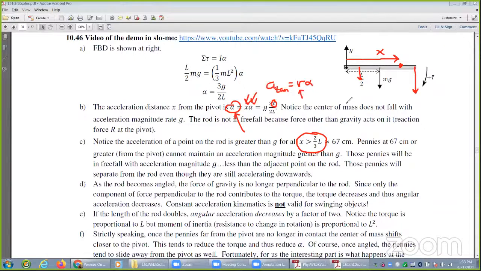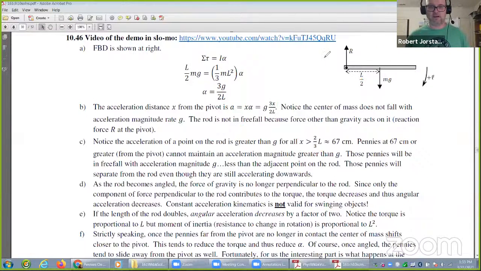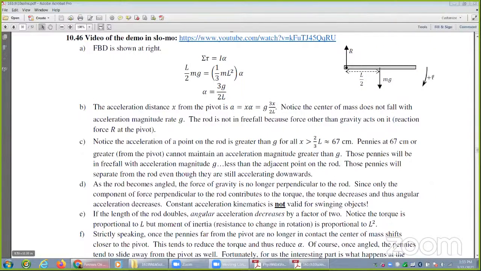The only place that experiences g is the center of mass, so I guess that makes sense. No, the center of mass does not fall at rate g. The point 2/3 of the way falls at g. I could prove this to you with the demo video, if I can find it.